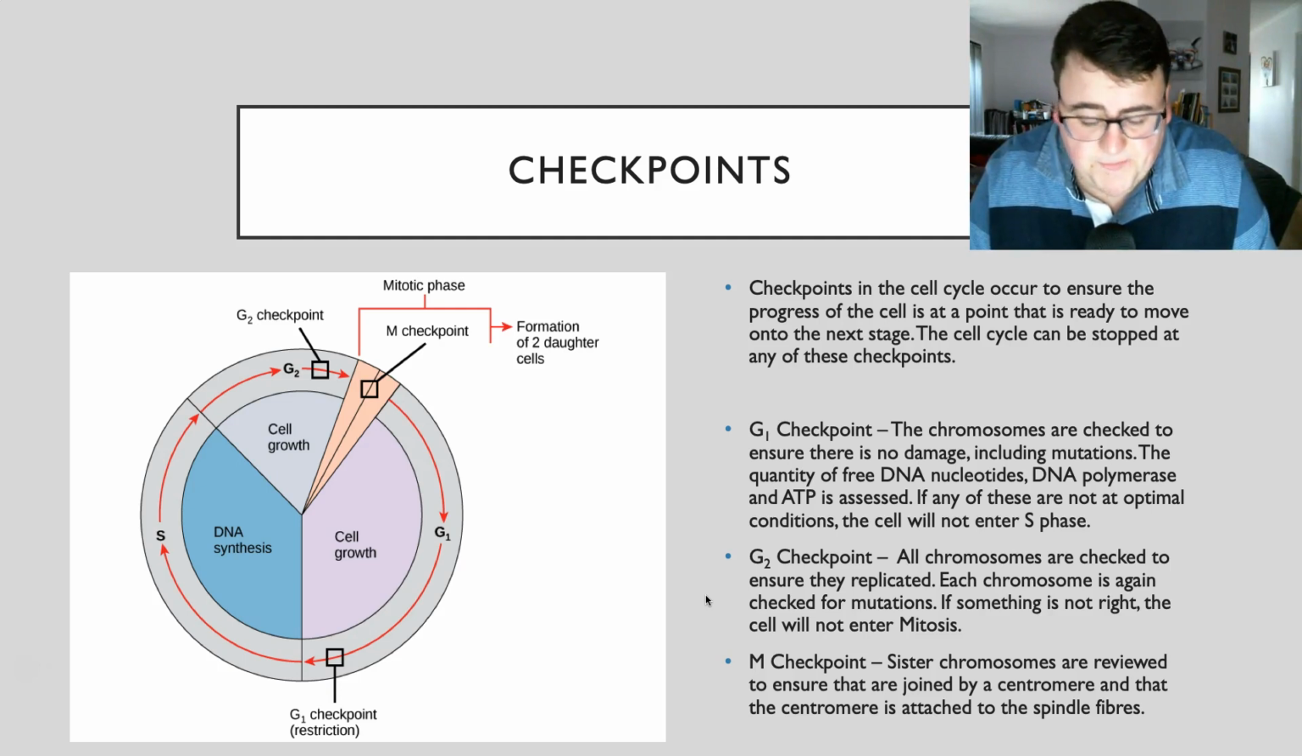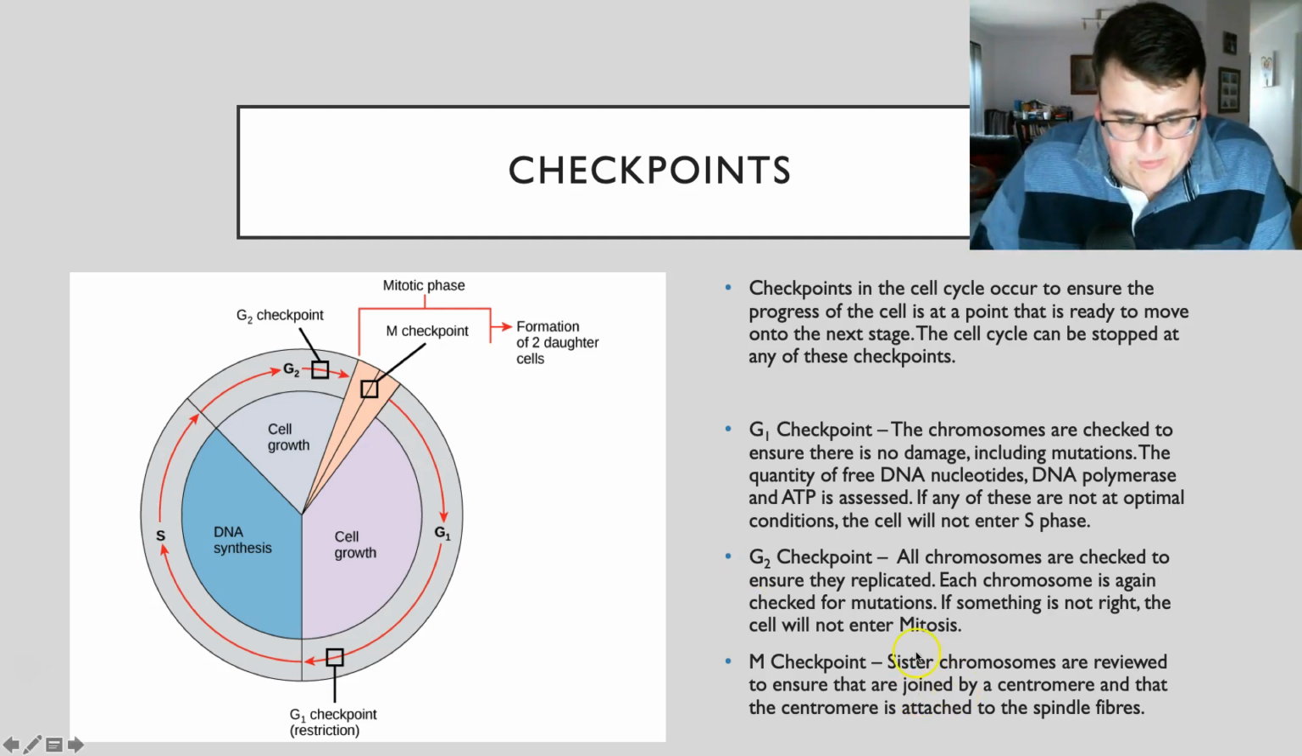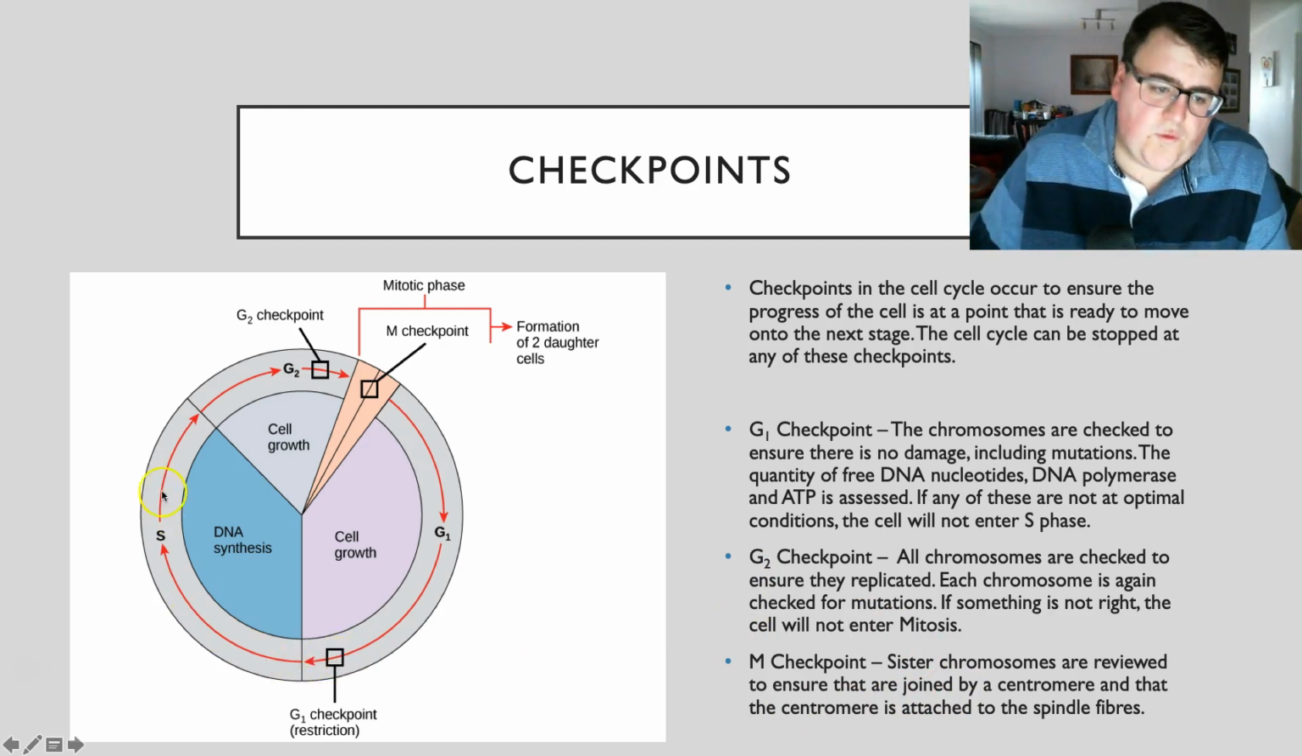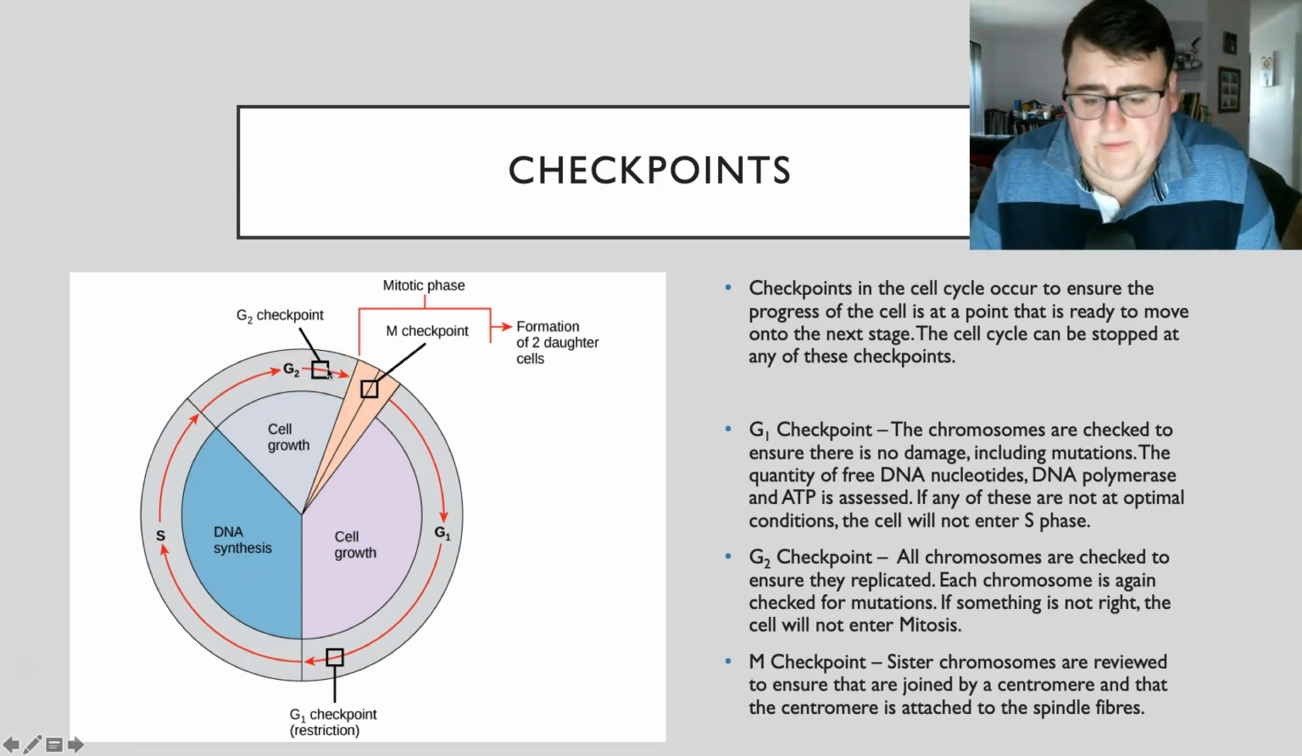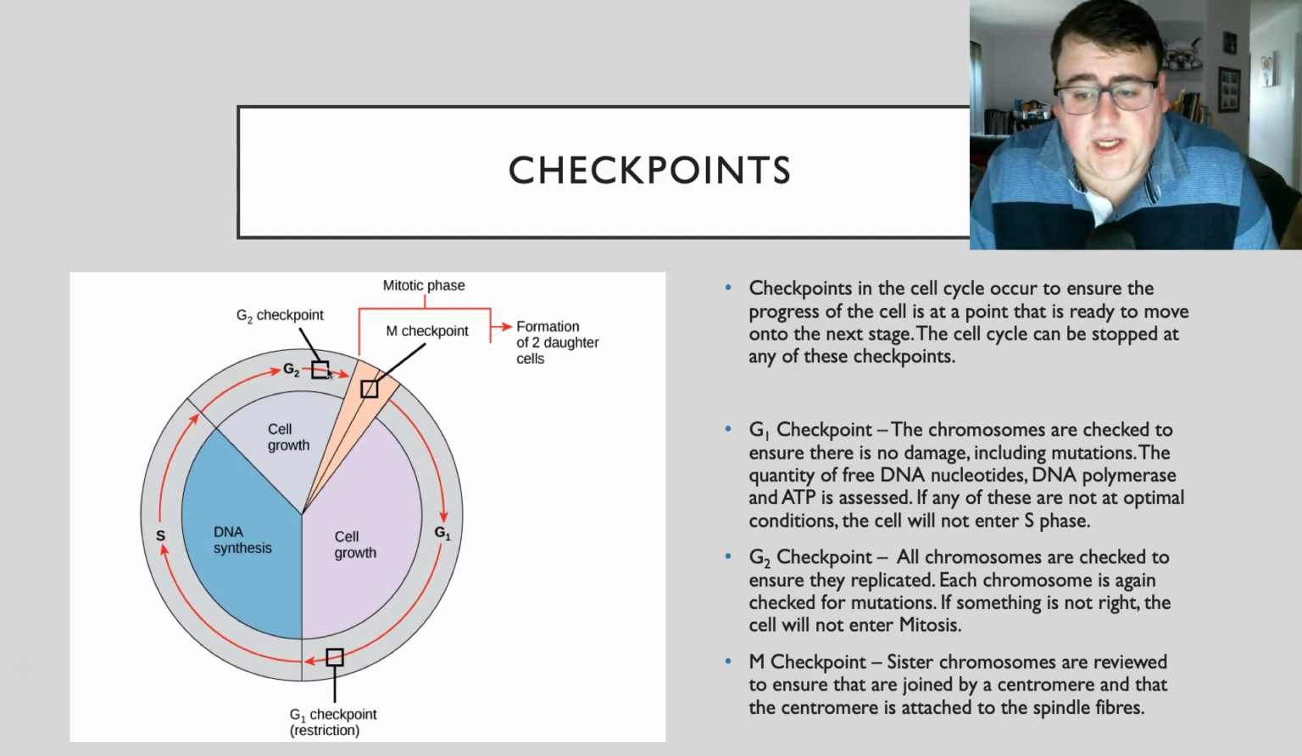The G2 checkpoint, so we're moving on from the G1 checkpoint to G2, all the way over here. We've gone through the S phase, and at the end of the G2 phase, we end up with the G2 checkpoint. During this checkpoint, all chromosomes are checked to ensure that they've been replicated, that they've all been copied over. Again, each chromosome is checked for mutations to make sure none have happened in the DNA replication stage. And if something has gone wrong and there is a mutation, the cell will not enter mitosis, so that the mutation is not passed on to a daughter cell.